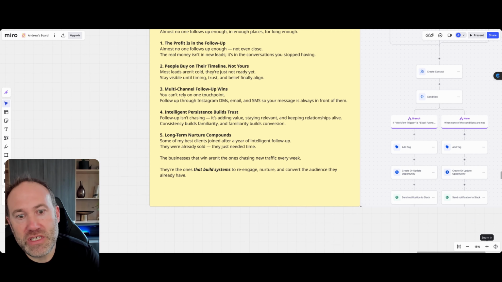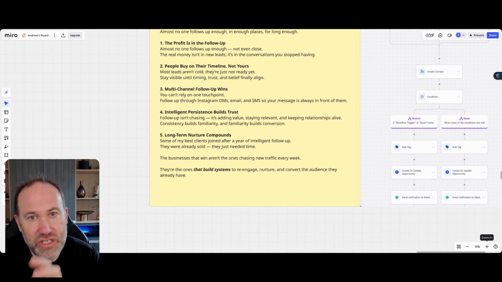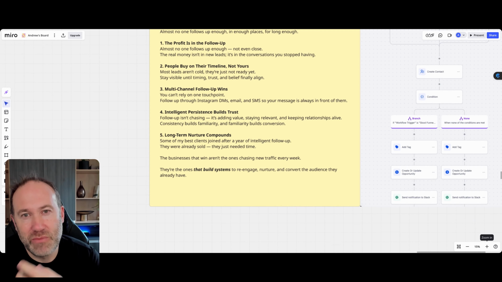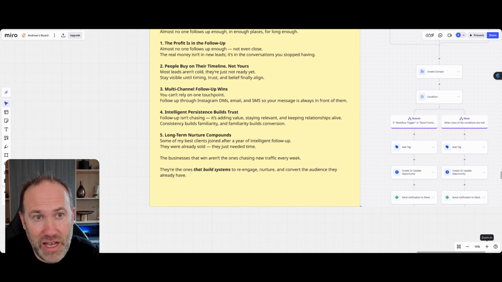Okay. The businesses that win aren't the ones chasing just new leads. They're the ones that build those systems to re-engage, to nurture, and to convert the audience that they already have. When you fix this, you stop relying on luck. Your ads start working, because as I said, the ads aren't the system. They're the entry point to the system. When you've got the foundations right, when you've got the follow-up and nurture right, that's when the ads start to make sense. So this is when you can predict and control your leads, your calls, your clients, and your income.